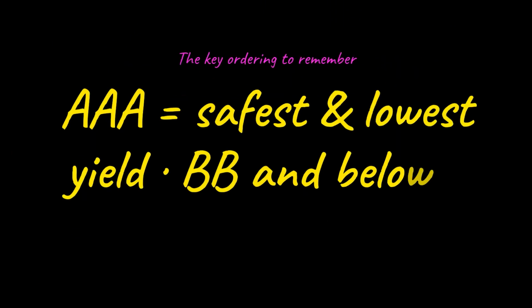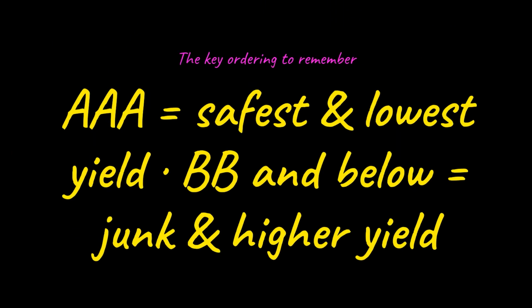The critical exam point is direction. AAA sits at the top as the safest rating with the lowest expected return, and BB and below fall into junk territory with higher risk and higher yield. Ratings measure credit risk only, not stock performance or any other metric.